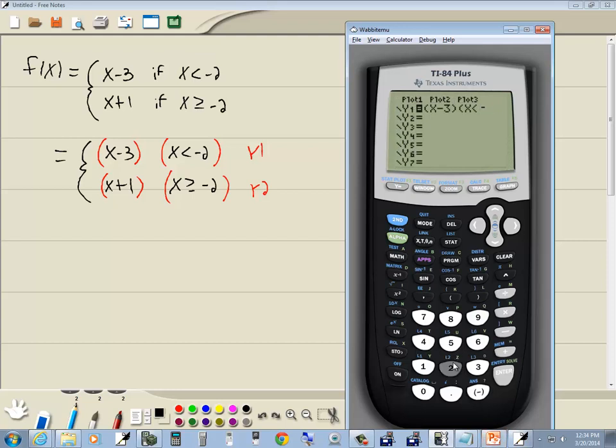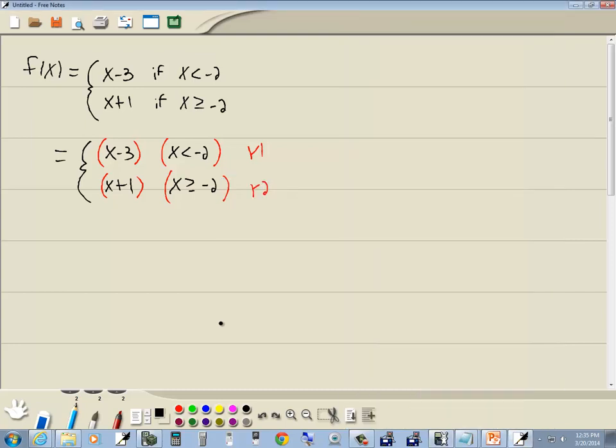So negative 2, closing parentheses, and then down arrow, and then a beginning parentheses, x plus 1, closing parentheses, beginning parentheses, x, and then second math, going to test, we want greater than or equal to, which is our fourth one. And negative 2, closing parentheses, and then graph. And that's almost our answer.